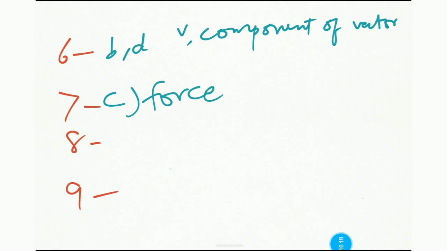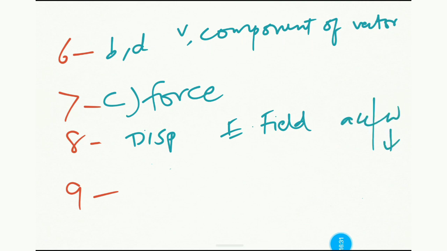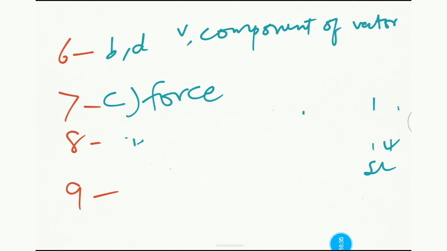Next we have the eighth question. Among the following, again scalar they are asking. So first option is displacement. Next, electric field, acceleration and work. See, work, just now I told, is a scalar, so simply that is the answer. Displacement is a vector, electric field is also a vector, and acceleration, just now as we discussed, is also a vector. So the correct answer would be D, work.